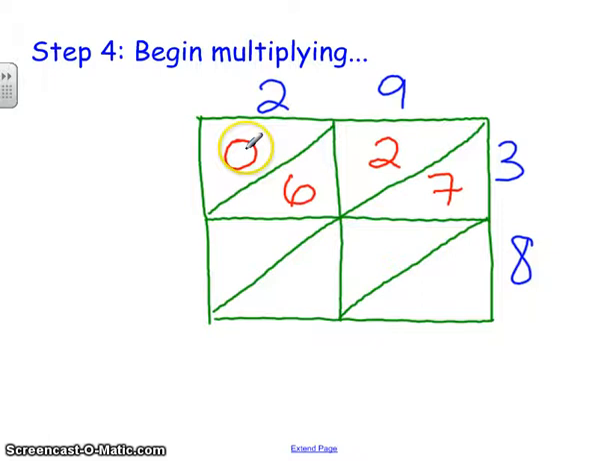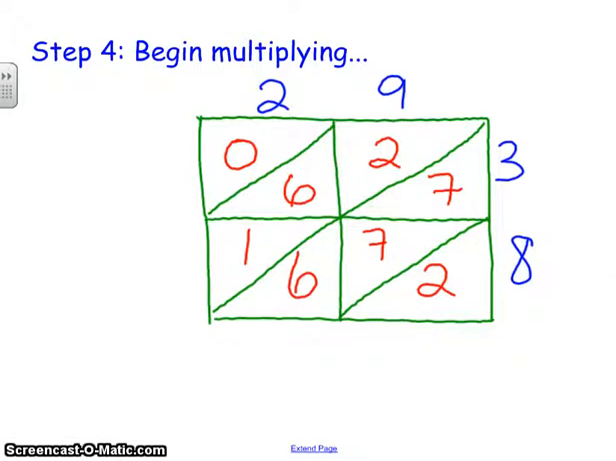So the next two numbers we're going to multiply is 9 times 8. And 9 times 8 is 72. And finally, as I'm sure you've guessed by now, we're going to multiply 8 times 2. And 8 times 2 is 16.